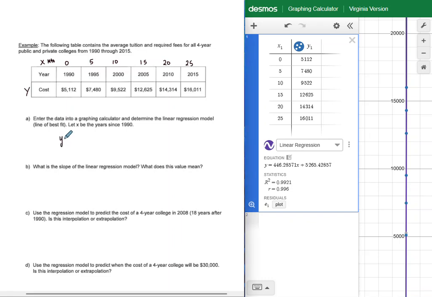And here's my equation. So you have y equals 446.29 x plus 5,265.43. Okay. What is the slope? The slope is the coefficient of x. So that's 446.29. And it means that for every year, the cost of tuition goes up. Here, let me type it all up for you.